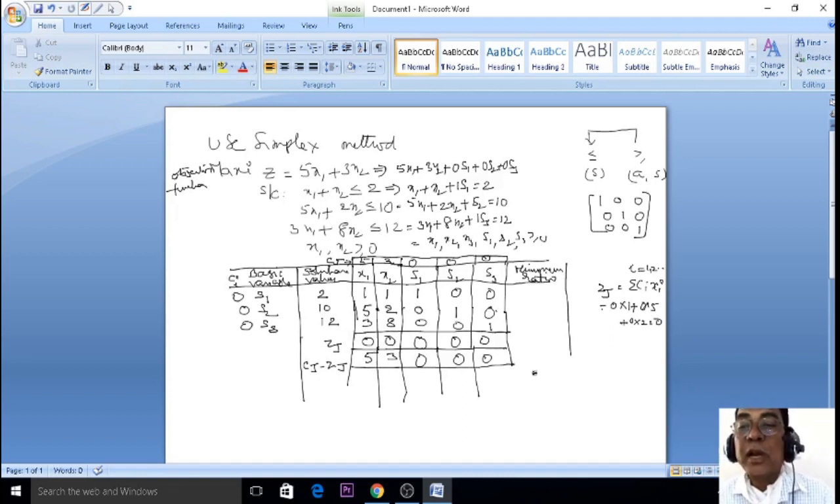Next, come to this point. This is called the key column, this is called the key row, and this is called the key element. Now how to calculate the key column? Take the maximum value present in the Cj minus Zj row. For example, here is a 5, here is a 3, and the remaining values are 0. So the maximum value is 5.